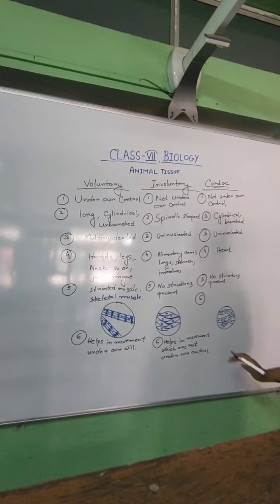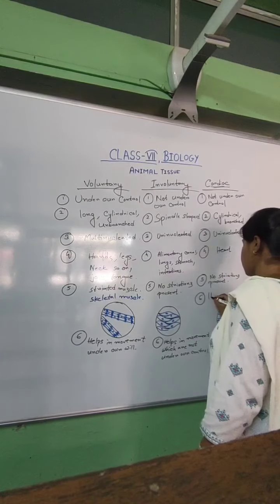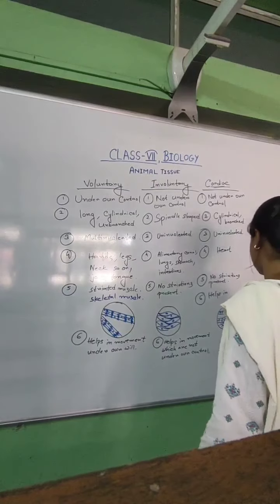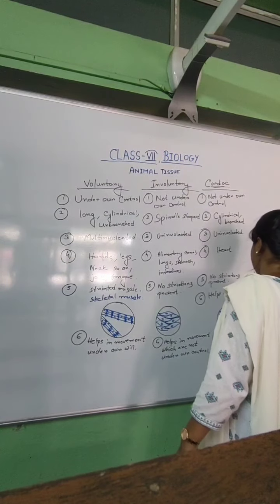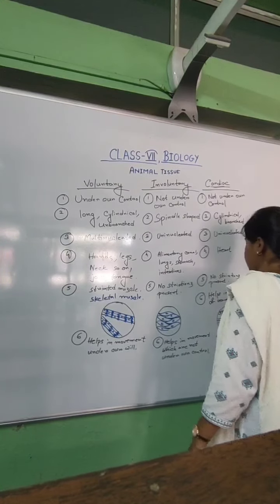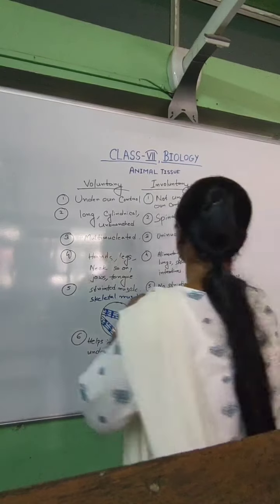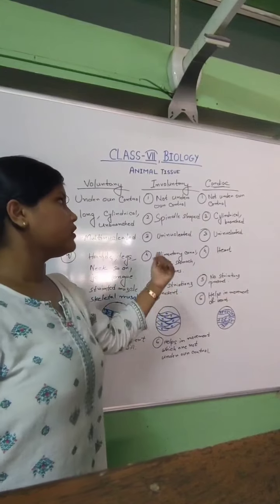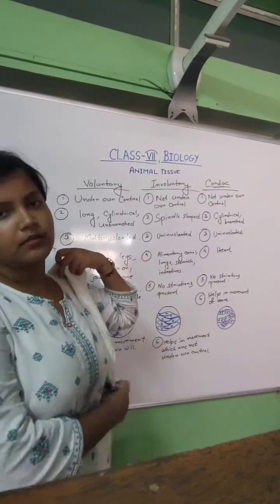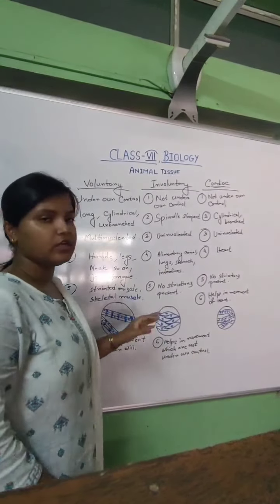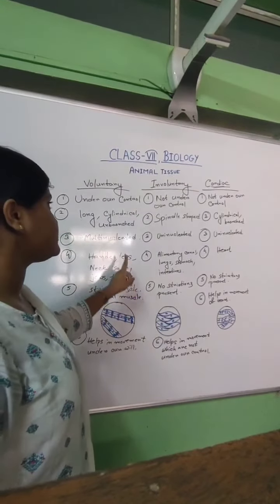The sixth one: it helps in the movement of the heart, in contraction and relaxation of the heart. So these are the typical three types of muscle tissues present in our body. I hope you all have understood this.